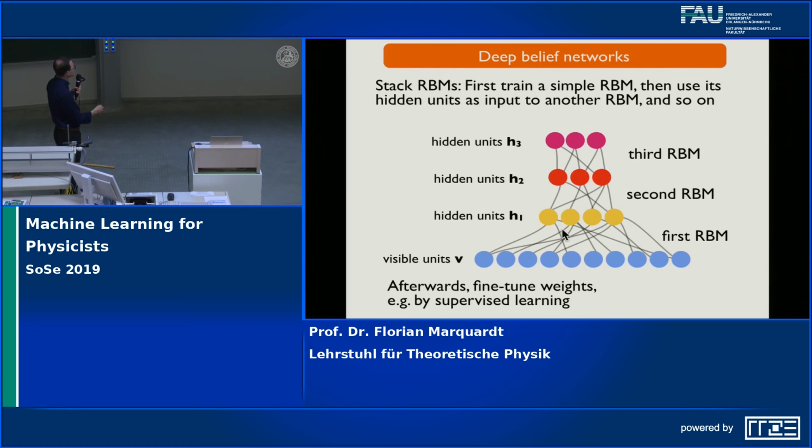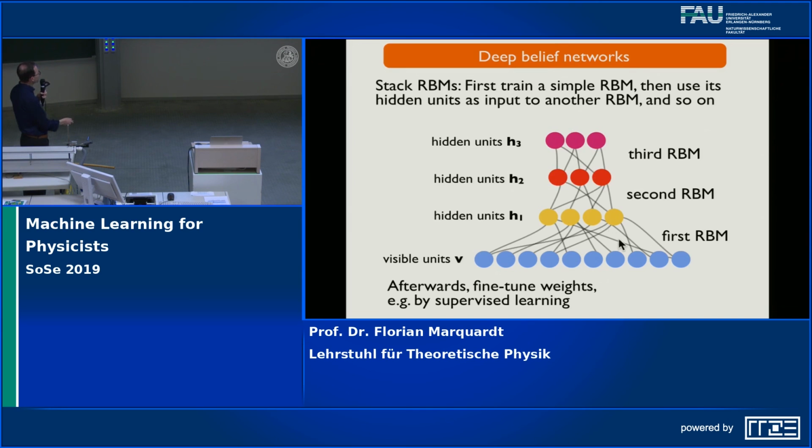Then you fix those connections, but then you add another hidden layer and treat these hidden units H1 as if they were visible units for this second restricted Boltzmann machine. Because if I sample from my actual training samples for these visible units, and then I do one step from visible to hidden, I also get some sample of these hidden units, which I then can interpret as a new visible unit sample for the second Boltzmann machine. And so on. I can go on and build a stack of different hidden units.